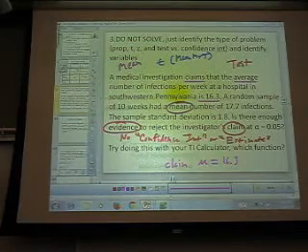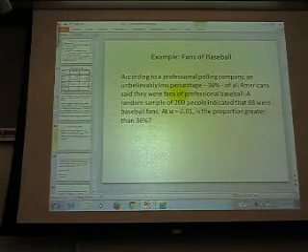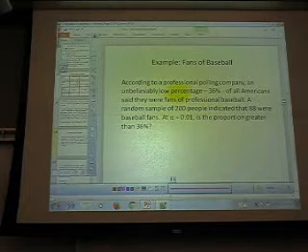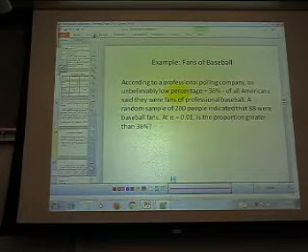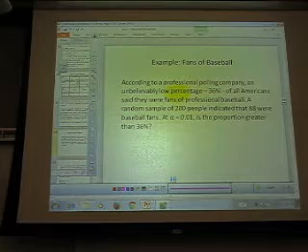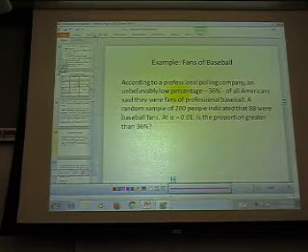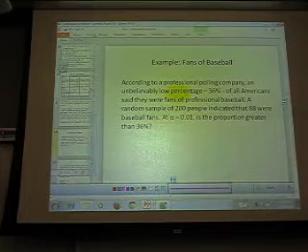Now, here's another one. Would you write H not equals mu? Yeah, you still have to write that. We're just focusing on the claim for today. Okay, cool.